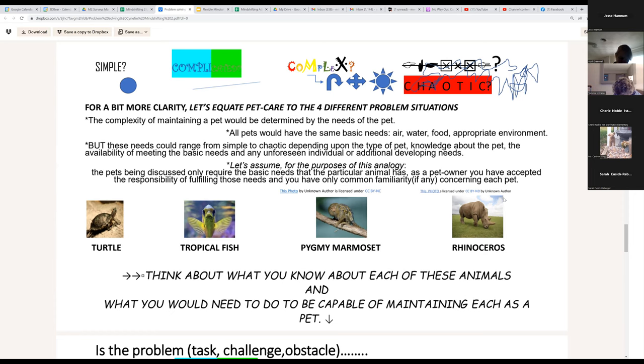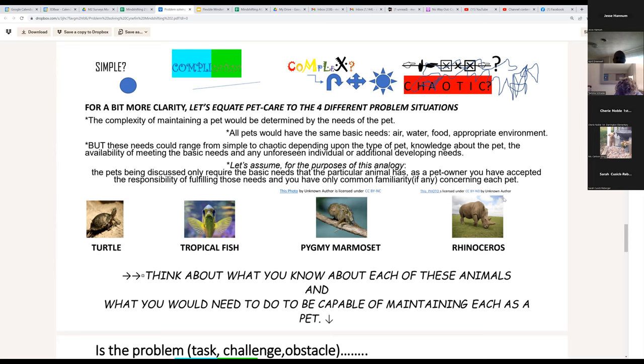Think about what you know about each of these animals and what you would need to do to be capable of maintaining each as a pet. So just very general, and have them do this and think about it. Okay, would I consider taking care of a turtle? Simple or complex? And there's going to be different answers, because I started thinking about perspective, and it's going to be from an individual's perspective.